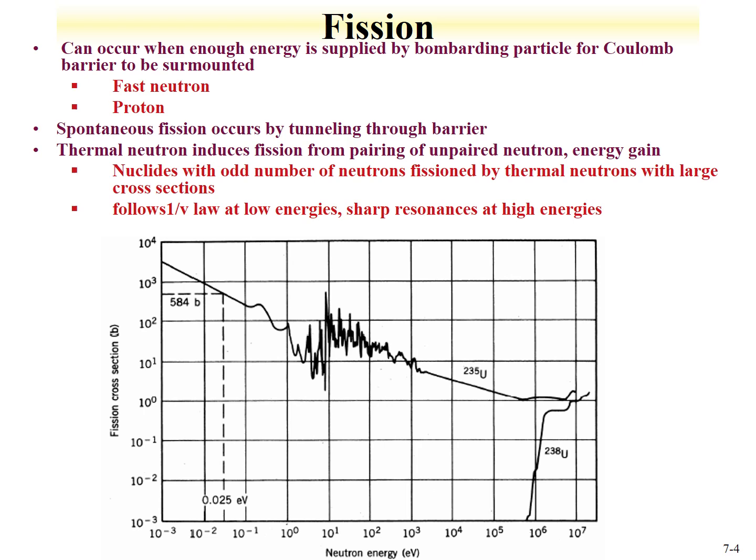As we've already said with Georgy Flerov's work on spontaneous fission, that's fundamentally similar to alpha decay, where we get tunneling through a barrier. We've already discussed that this thermal neutron can induce fission from pairing of unpaired neutrons. That pairing produces energy, and that energy goes into the nucleus, which can be useful for inducing the fission. So nuclides with an odd number of neutrons can be fissioned by thermal neutrons with large cross sections, as is shown here, where we see the fission cross section high.